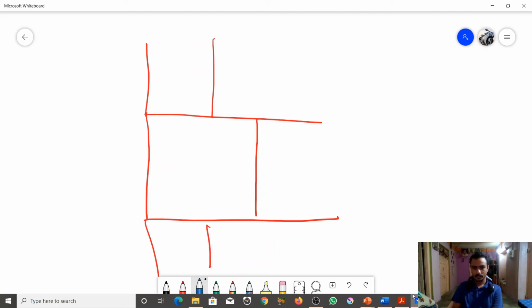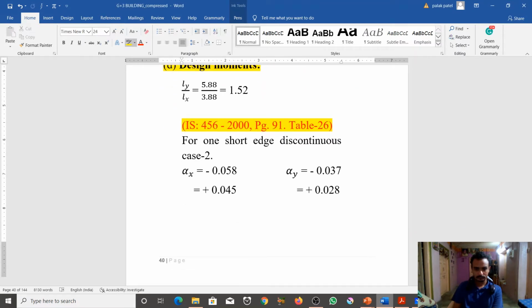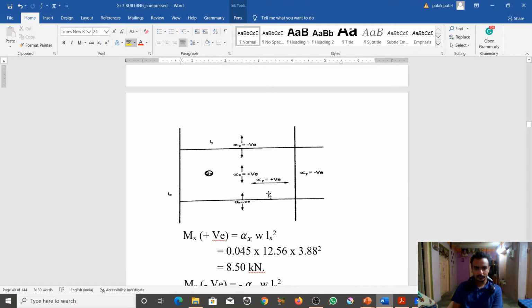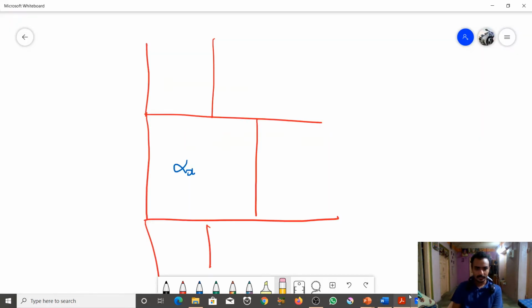Here is the S2 slab for alpha X and alpha Y. Okay, first we discuss alpha X. Look here, short span coefficient alpha X. Here is a figure, alpha X in the X direction. So let's check alpha X. This direction is also alpha X, this is also alpha X.